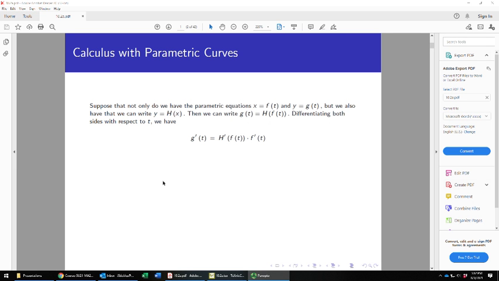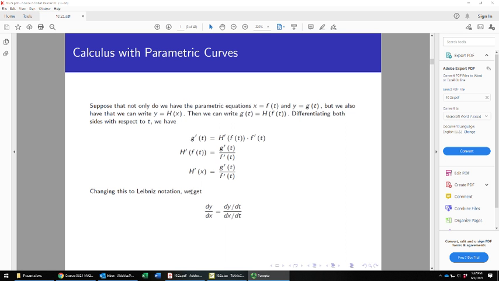Let's differentiate both sides with respect to t. Use a chain rule on the right-hand side, so that's where this is coming from. Now let's solve for our h prime of f of t. So that's literally just taking the g prime of t and dividing by f prime of t. Remember now that f of t is just x, though, right? So h prime of x, so this is the derivative with respect to x, is the quotient of these two derivatives with respect to t.